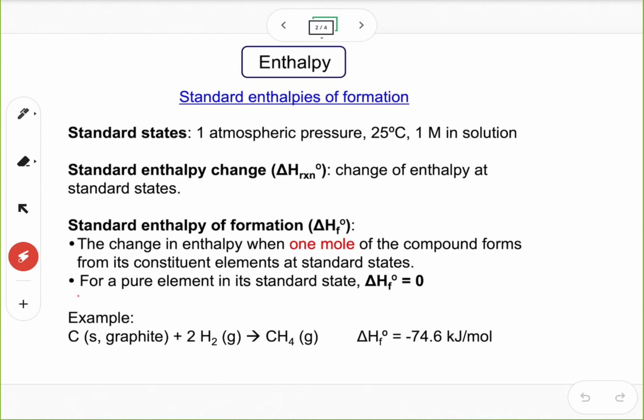Now the second thing is, for a pure element in its standard state, delta HF0 equals 0. For instance, delta HF0 for carbon would be 0. For delta HF0 for hydrogen, it's going to be 0. So for those most stable elements, the standard enthalpy of formation for them would be 0, because you cannot synthesize those most stable elements by something else.